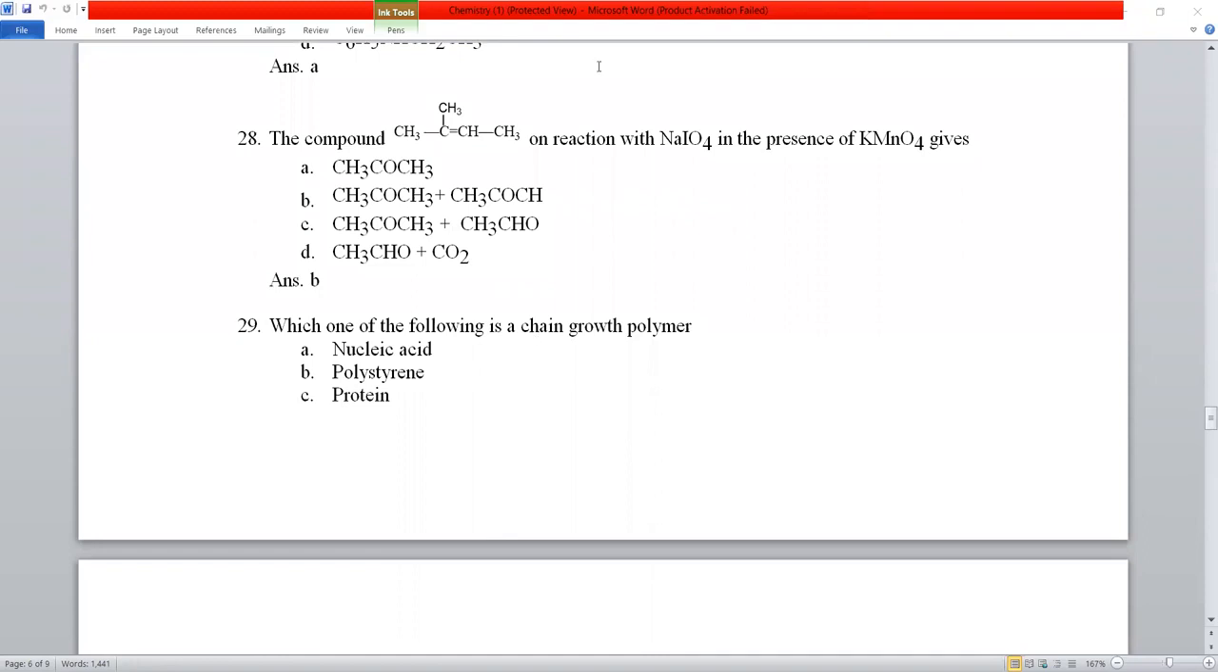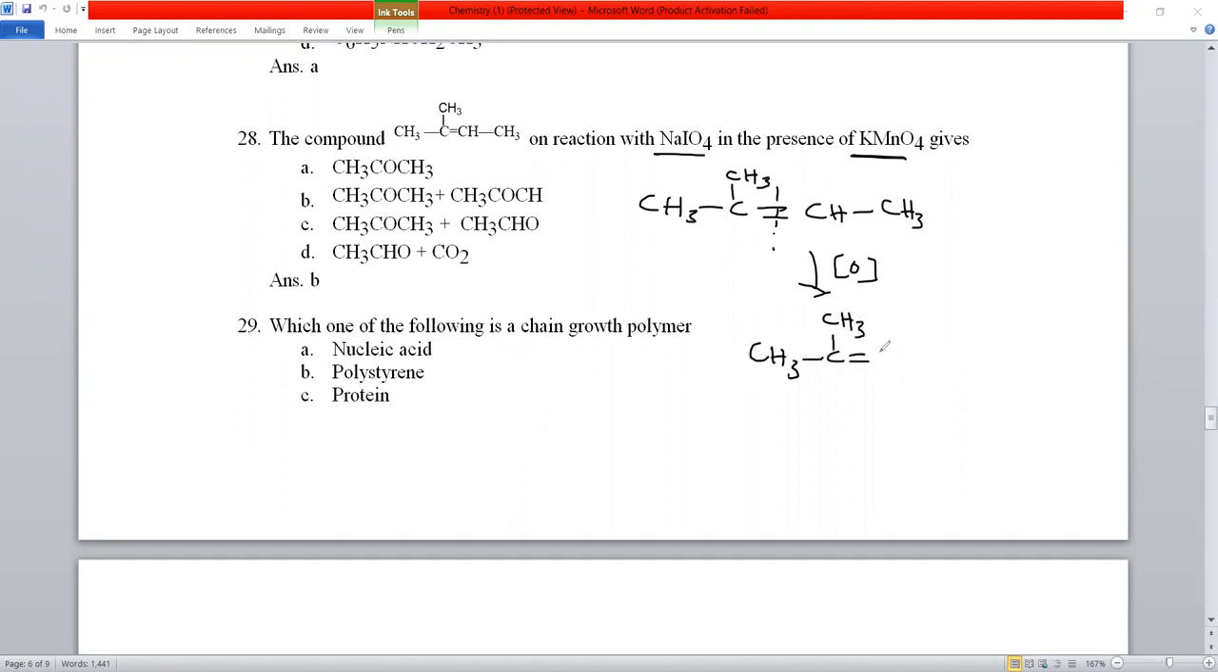Next, the compound reacts with OsO4, sodium peroxide, and KMnO4. These are strong oxidizing agents, right? So what will happen here? An alkene on treatment with it will be cleaved at the double bond. Strong oxidation is taking place. So we get CH3, CH3, double bond O, a ketone, and the other carbon is converted into COOH.